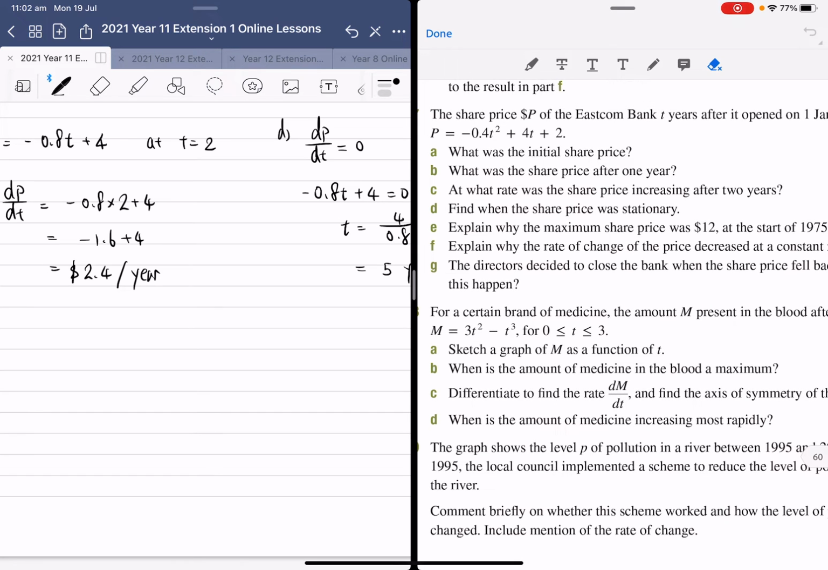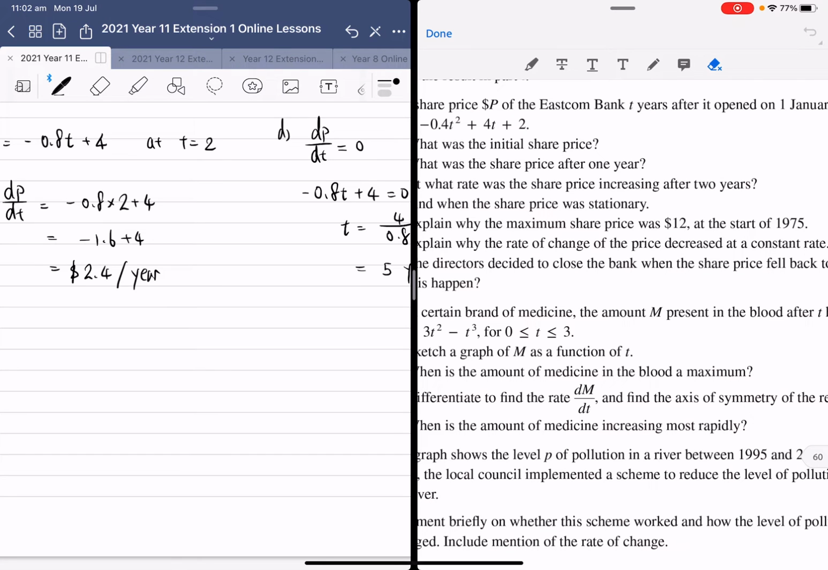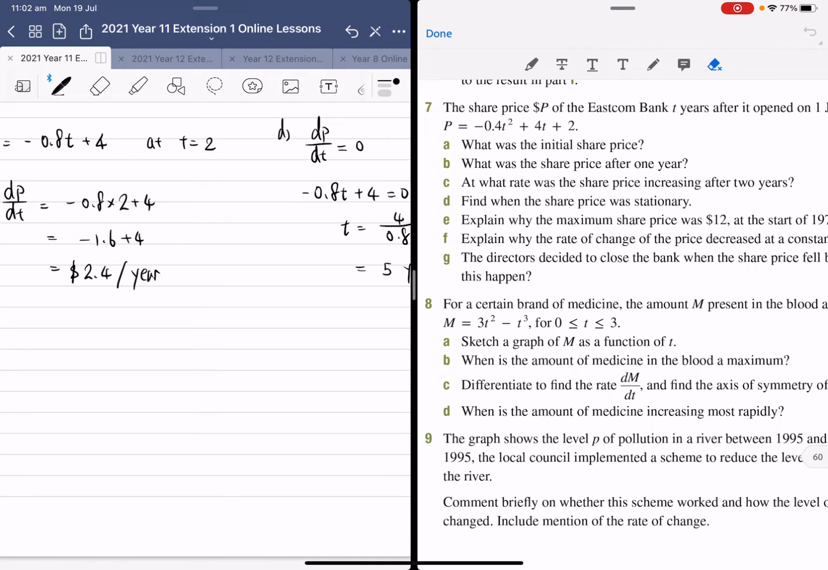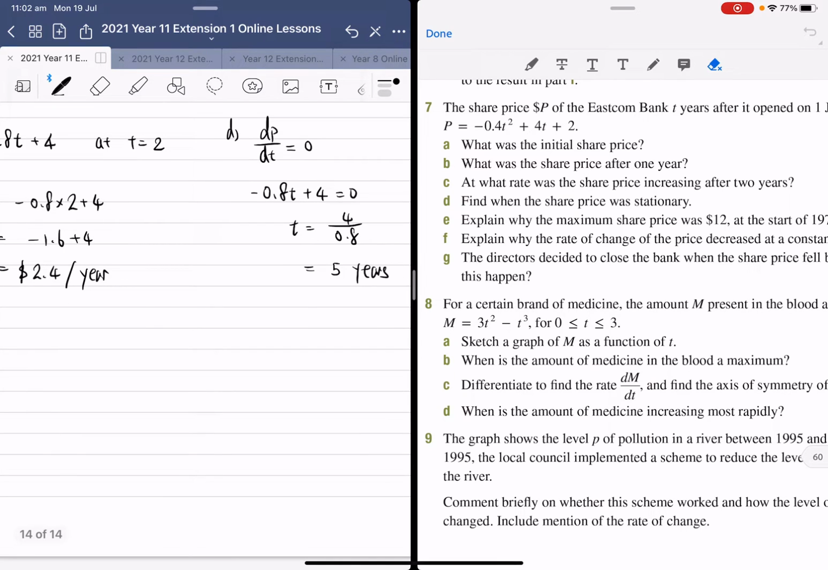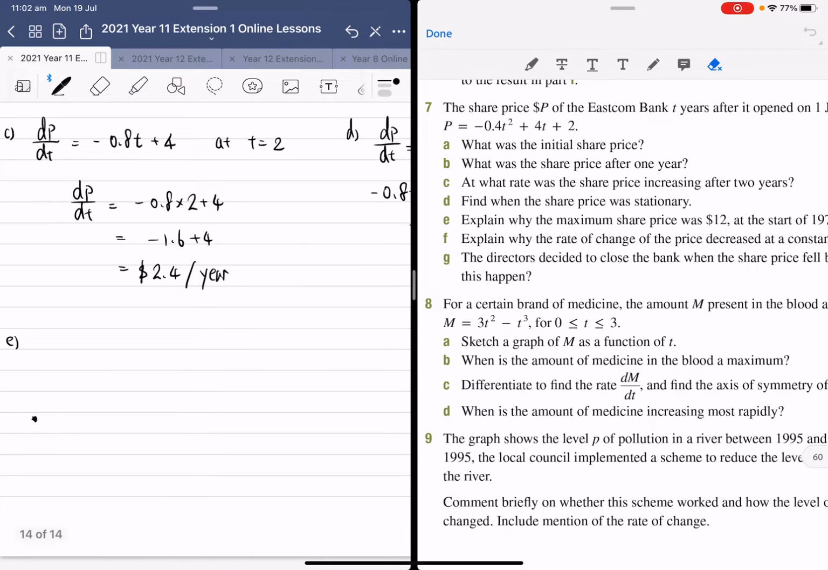Question E, explain why the maximum share price was $12 at the start of 1975. Now I want you to think about something. From question D, we already know that the share price becomes stationary, it's not increasing anymore, when t equals 5. So think about this: previously the share price is increasing, then it stops at that point. It becomes a stationary point, and then obviously it's decreasing. So at that point we're going to have a maximum share price.